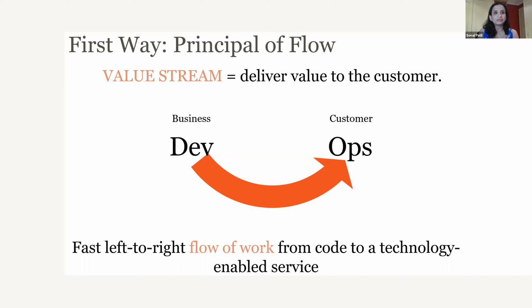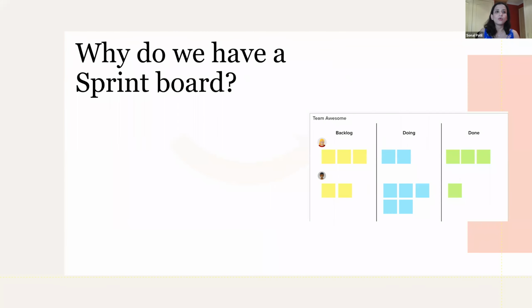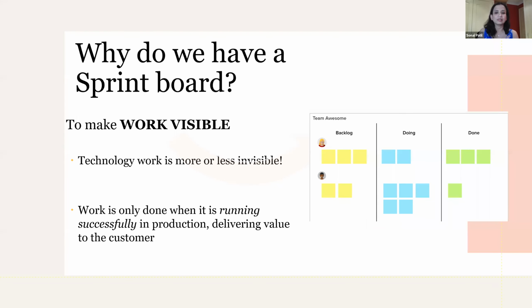Do you write infrastructure as code? Yes. Will it deliver value to the customer? Yes, because they can easily set up new environments. That's part of your value stream. The value stream goes from left to right, or from dev to ops, or from business requirements to actual customer implementations. Keeping this definition in mind, the first question I would then ask is, why do we have a sprint board? The first way tells us it's to make our work visible.